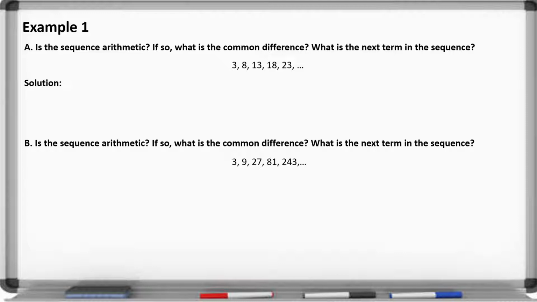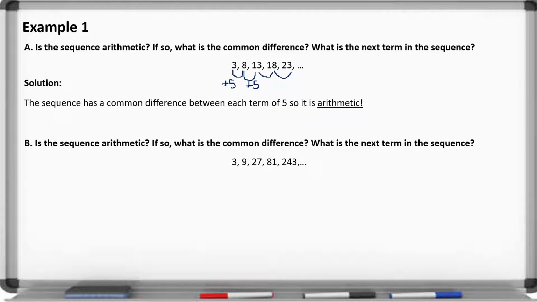Alright, so in the problem, they're asking, is the sequence arithmetic? If so, what is the common difference? What is the next term in the sequence? So we got our list of numbers here, and we want to determine if it's arithmetic. So we need to see if there's a common difference. So if we go from 3 to 8, that means we had to add 5, right? Again, for arithmetic, you want to see if you add or subtract the same number to get to the next. So in this case, we had to add 5 as well, because 8 plus 5 is 13, and so on. And this pattern persists throughout the entire list. So therefore, our sequence is arithmetic, and it has a common difference of 5.